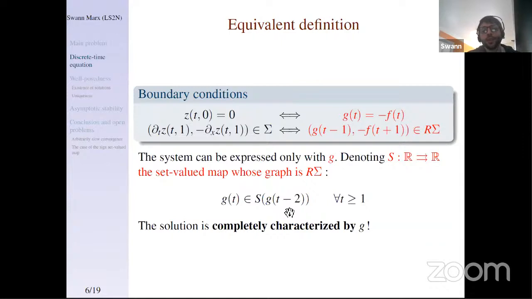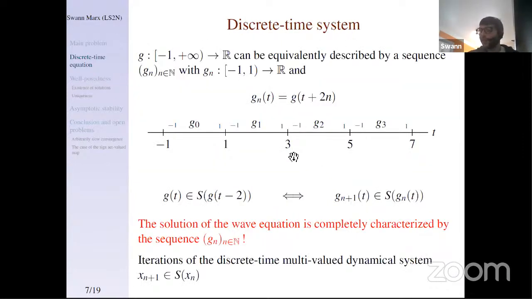So from this inclusion, you can expect some periodicity. So you can expect that G is two periodic. And from this comment, we can equivalently describe G by a sequence of functions Gn that is given by Gn(t) equal to G(t plus 2n). And this sequence of functions solves a discrete time multivalued dynamical system. The trajectory of this system characterizes completely the solution of the wave equation. Okay, so in the following, we will give a condition on this sequence of functions. And from these conditions, we will deduce some well-posedness results and asymptotic stability.